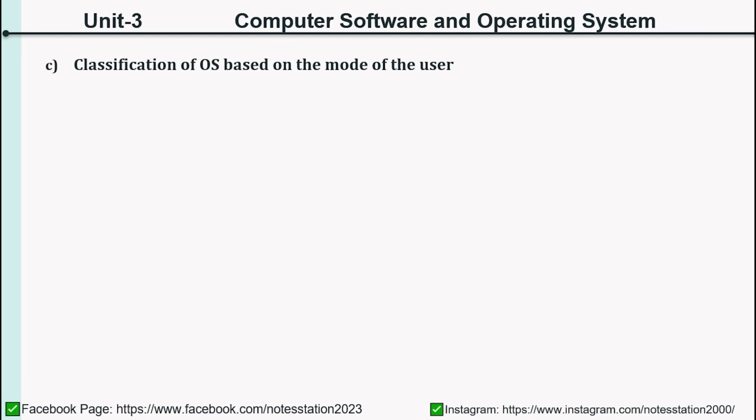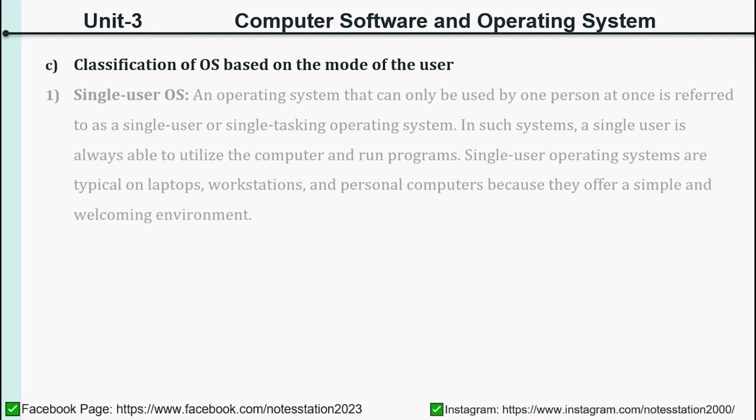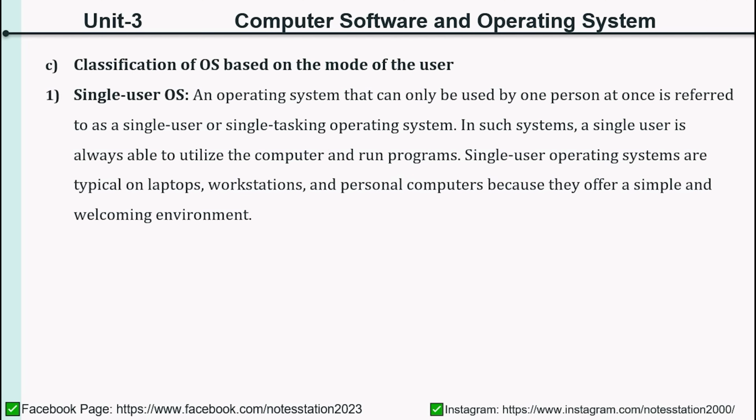Classification of OS based on the mode of the user. Single user OS. An operating system that can only be used by one person at once is referred to as a single user or single tasking operating system. In such systems, a single user is always able to utilize the computer and run programs. Single-user operating systems are typical on laptops, workstations, and personal computers because they offer a simple and welcoming environment.